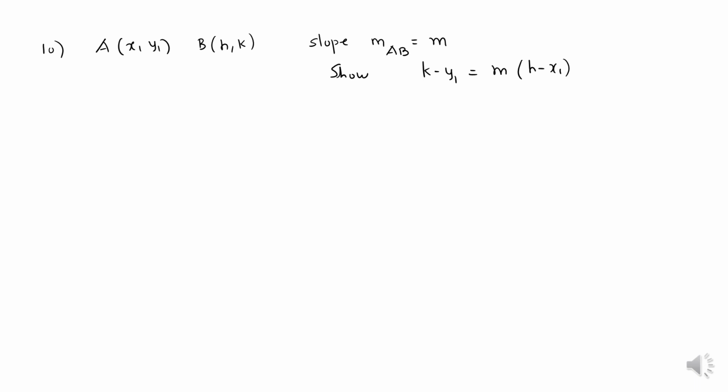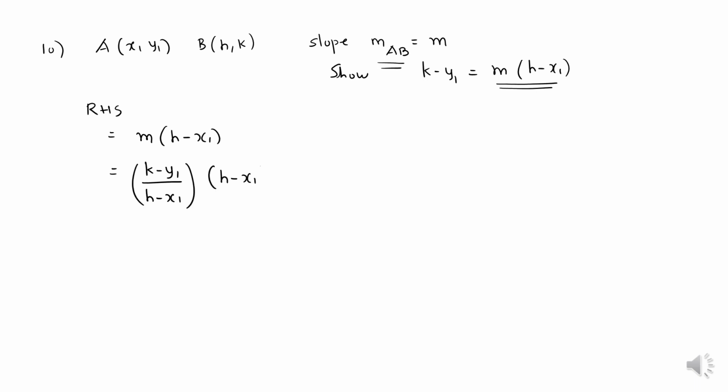Okay. So first let us see the RHS. I need to find m. So what will I do? I will take the RHS. What is my RHS? m times (h minus x1). Now what is m over here, children? m is nothing but the slope of AB. And what is the slope of AB? (k minus y1) upon (h minus x1).